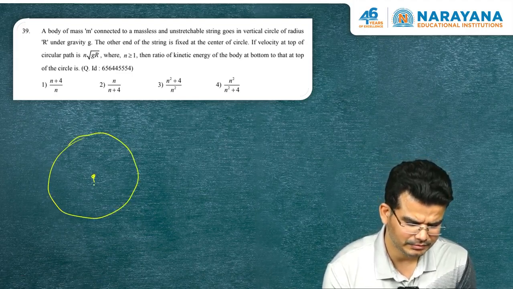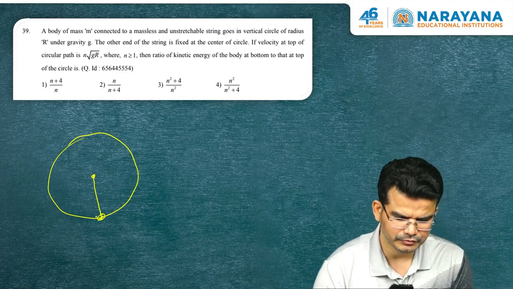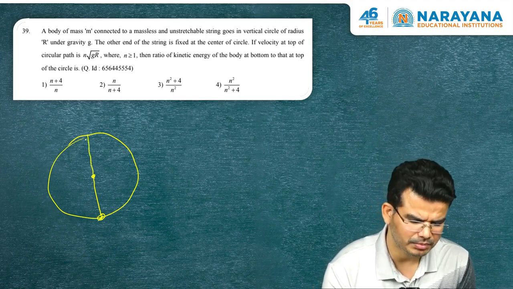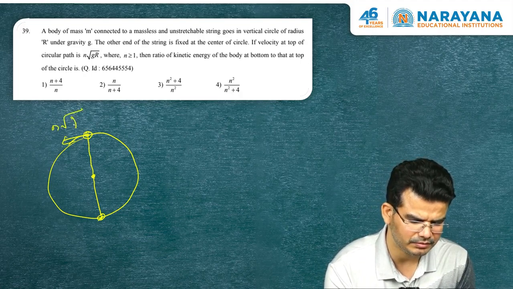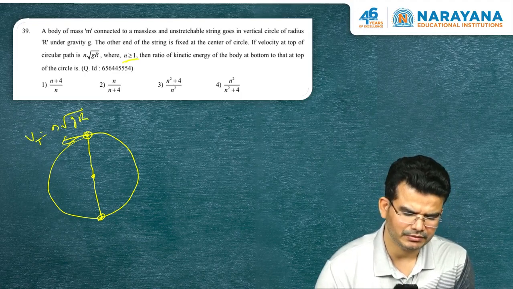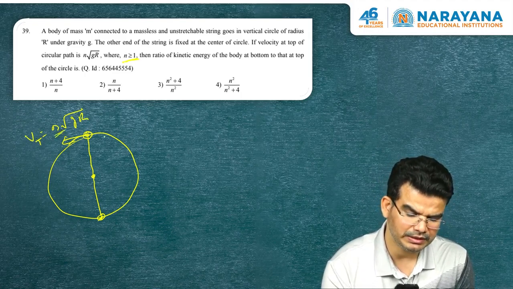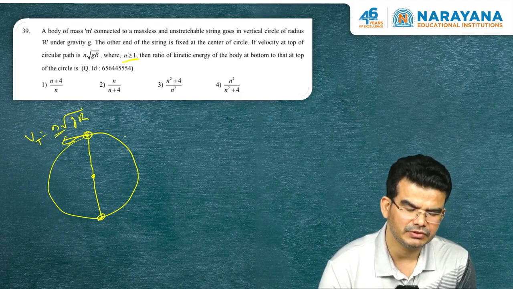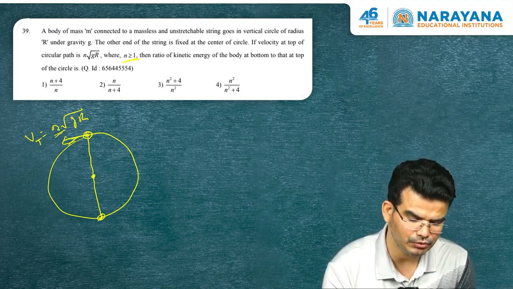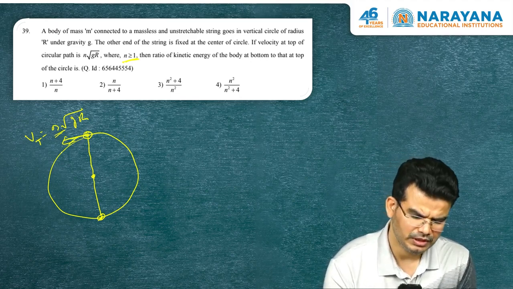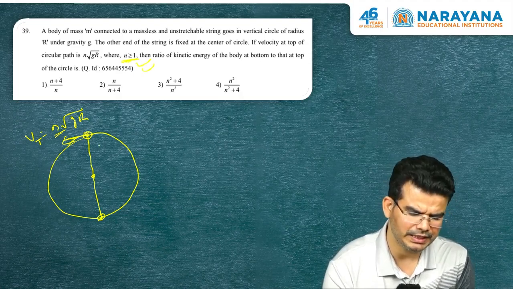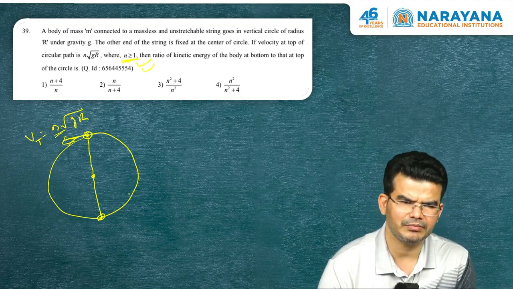So, beta, this is our bob. Velocity at the top is known, V top is n root gr, and he is telling n greater than 1. Why? Because otherwise tension will become 0 somewhere. When velocity was exactly root gr, when n equal to 1, then here tension is just 0. So, n greater than 1 so that tension is never 0 throughout the path and circular motion continues. Okay.